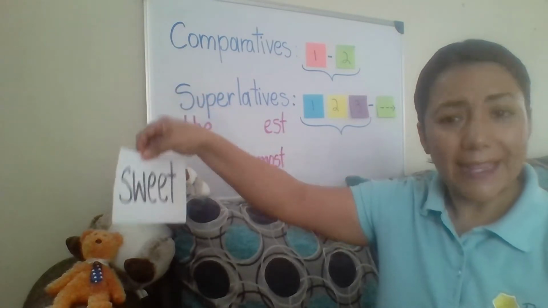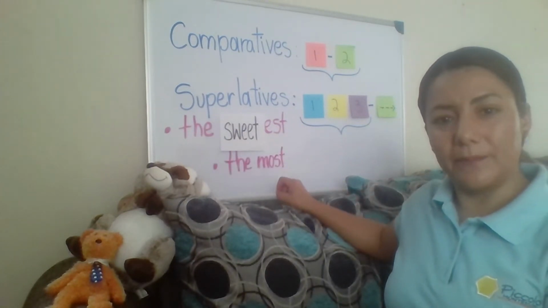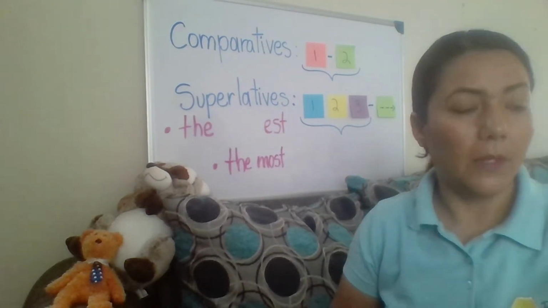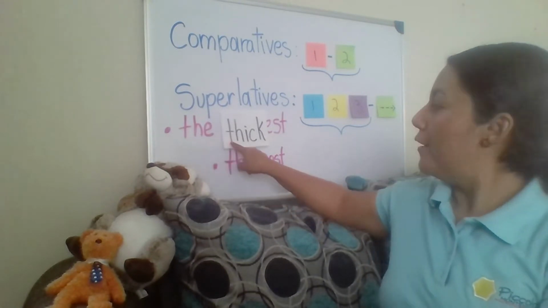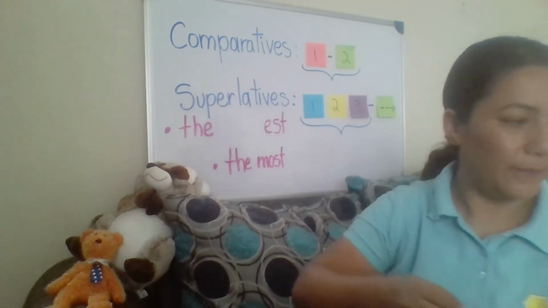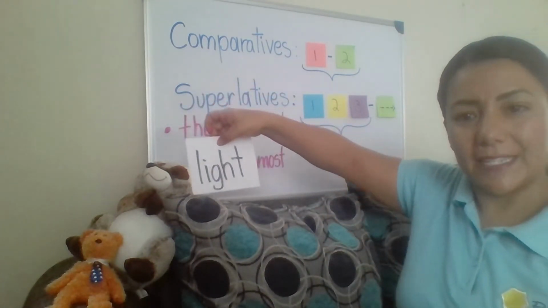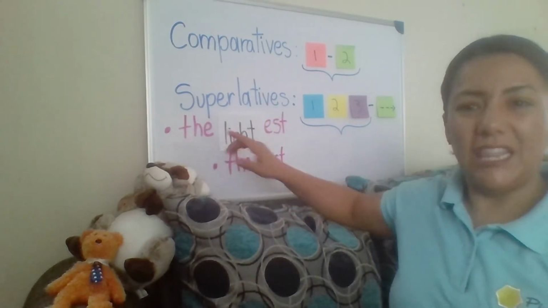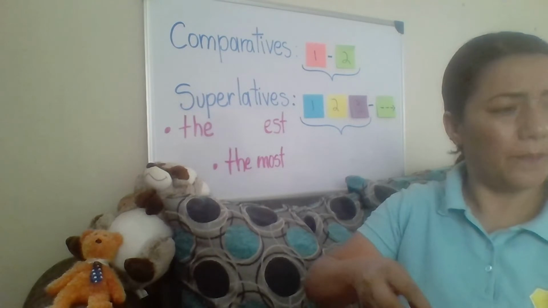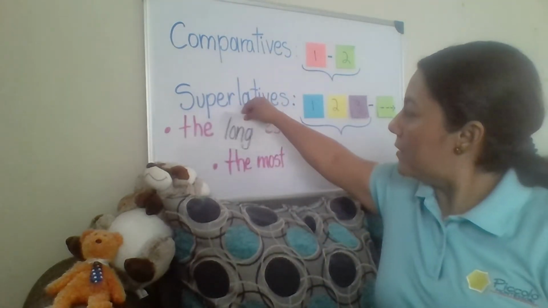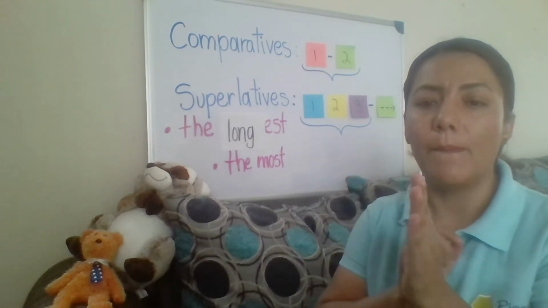If your adjective is sweet, what is that? Superlative, the sweetest. Write it down. Next one. Adjective is thick. What is the superlative? The thickest. Write it. Next. Adjective in the book is light. What is the superlative form? The lightest. The next one is, what is the adjective? Long. This is the adjective. What is the superlative? The longest. Okay, good. Now let's work with the next column.